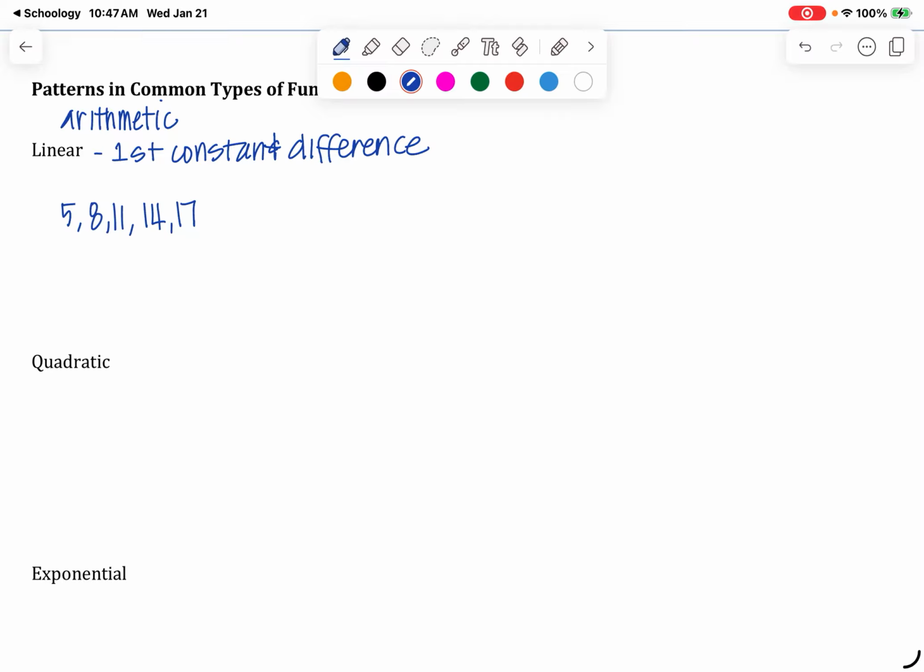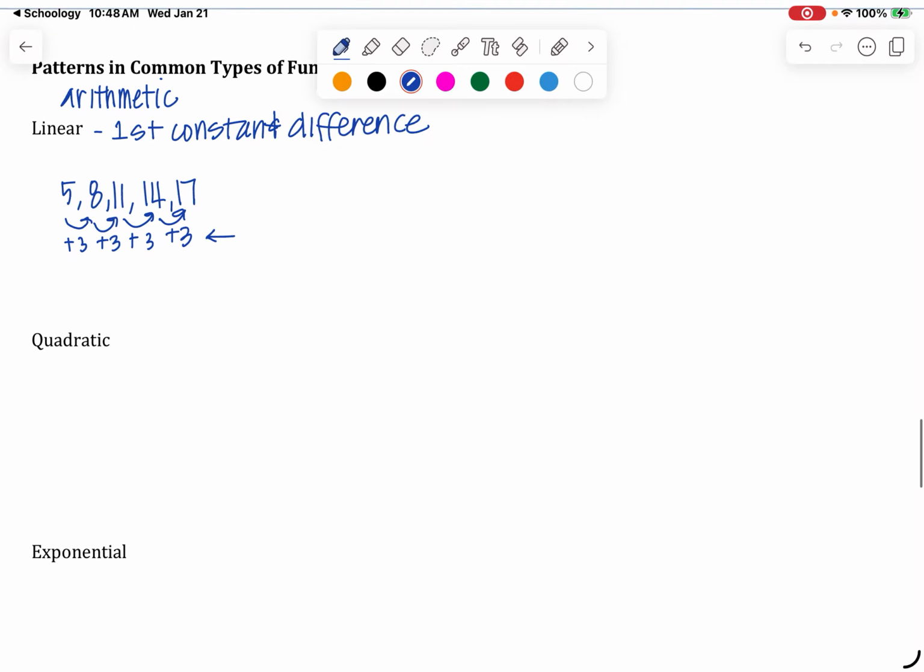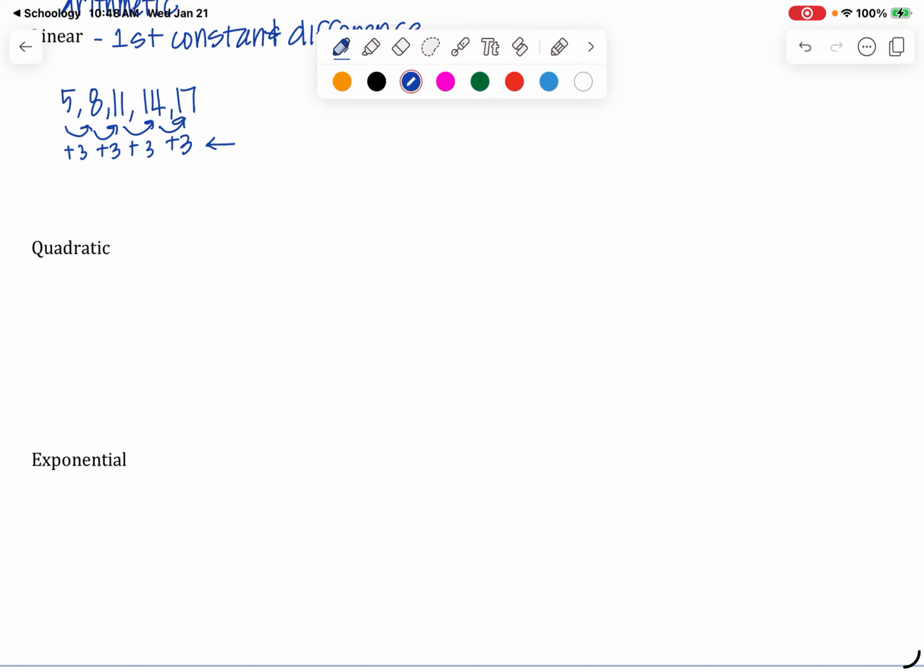What I mean by that is that if you look here, to get to the next term, this is a plus 3, plus 3, plus 3, and plus 3. So it's constant because it's the same number. And it happens on the first try, like on the first row. So we know that this is going to end up being a linear equation that has a slope of 3. But we'll get into that in our next lesson on how to do that, and there's an easier way than what we did in the pattern types.